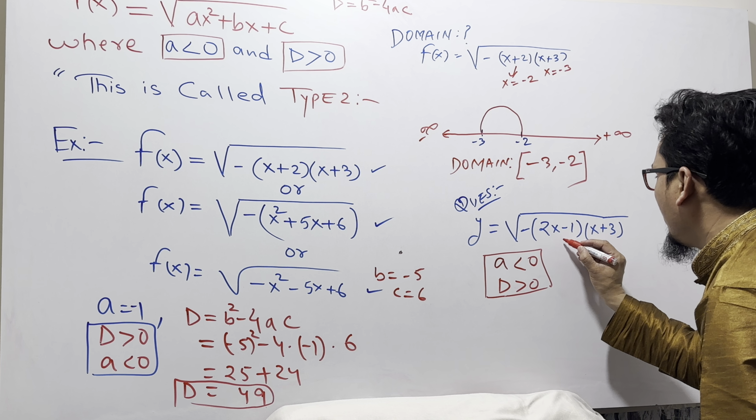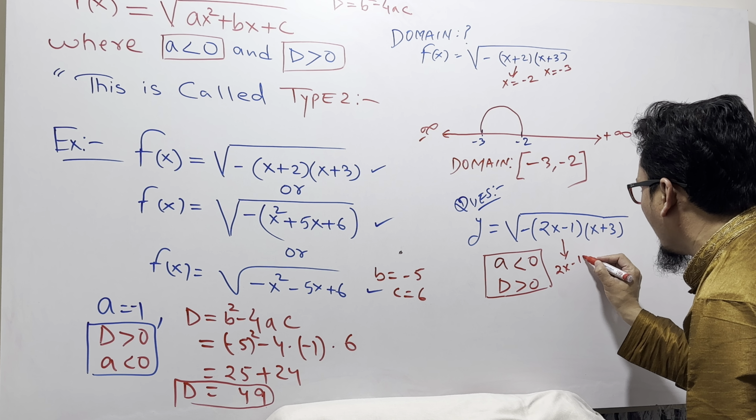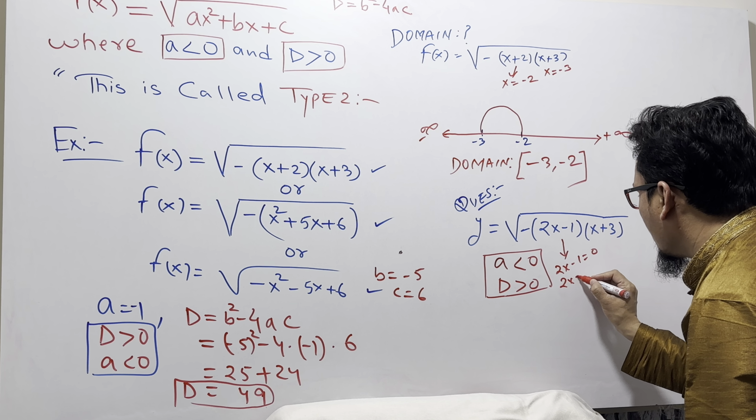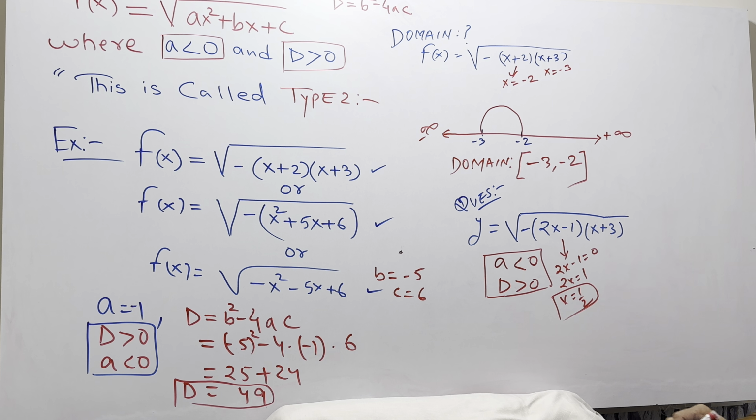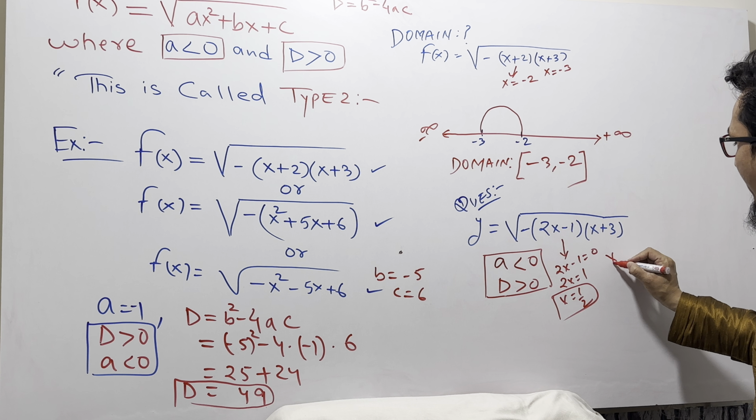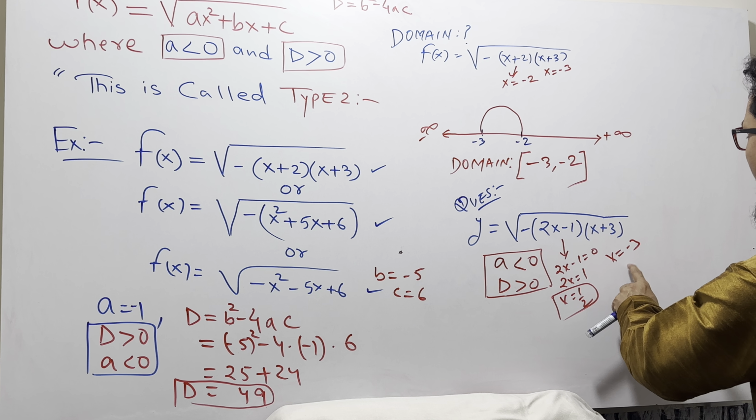Okay, so can you tell me what the zeros are here? You can say 2x minus 1 equal to 0. So 2x is equal to 1. So x is equal to 1 by 2. So this is x equals 1 by 2. And here we have what? x is equal to minus 3. Once you know this is 1 by 2, this is minus 3.